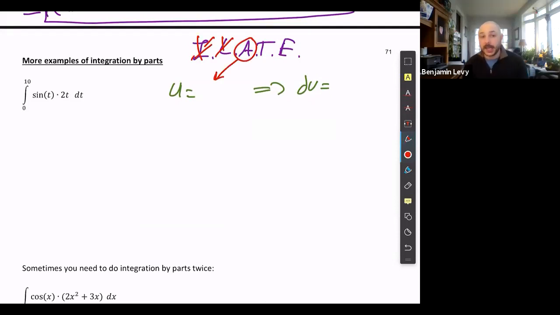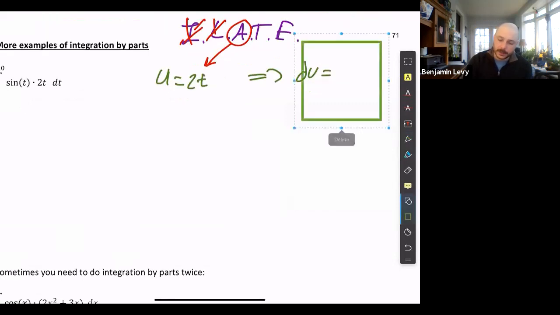Trig is one of the last ones, and so very seldom is u going to be a trig function. Oftentimes, if there's a polynomial in there, it's a polynomial. But these other things take precedence. We mentioned before, we're probably not going to see an inverse trig function in here, but we saw a log in the last one, so that happens sometimes. Anyway, u ends up being 2t, and that means dv is the other thing, sine.